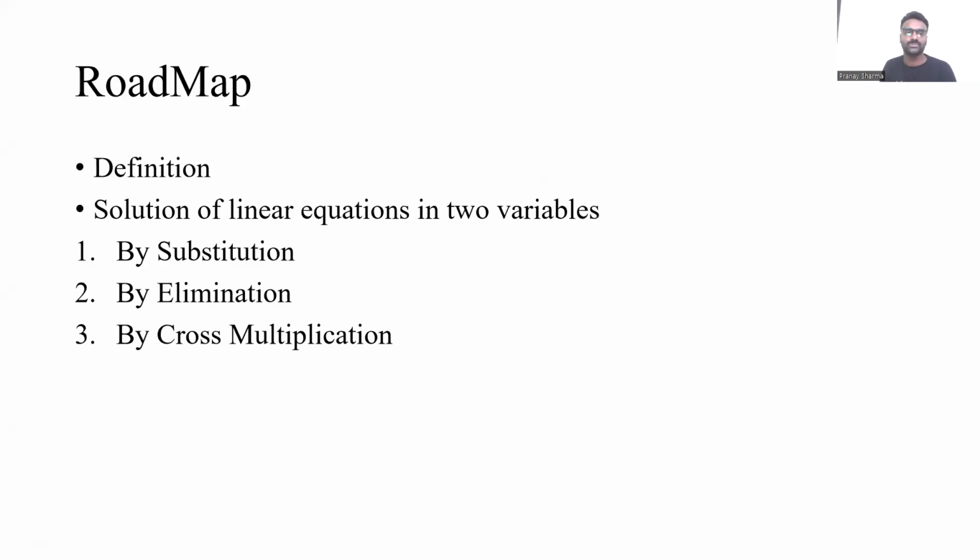First and foremost, we'll be dealing with the definitions part. That means why do we call this linear, and what does an equation signify? Why is it known as a linear equation in two variables? And then we'll try to talk on the solution part. What do we understand by solution?